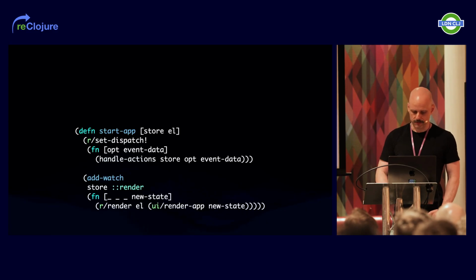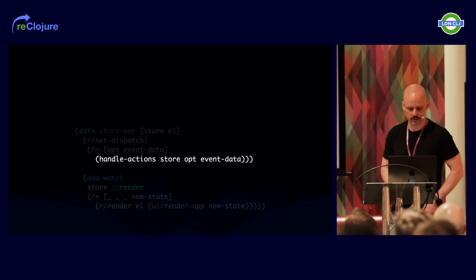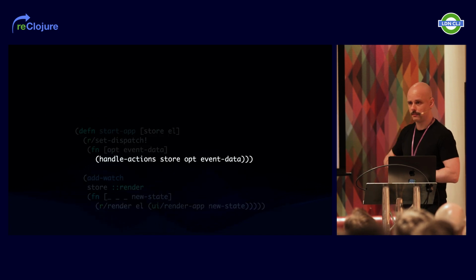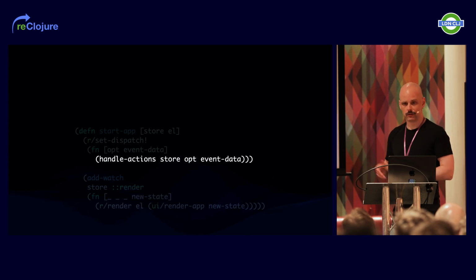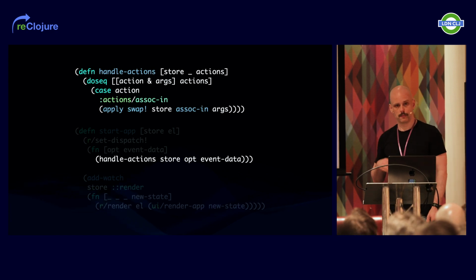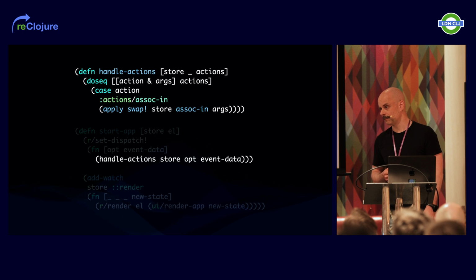And in your main function, you will then call on something to handle the actions. And you really do want to make this a separate function, because you want to be able to call it from elsewhere as well. You don't want to trap it inside of Replicant. And the implementation is very straightforward. Loop over the actions, case on the keyword, apply the side effect.